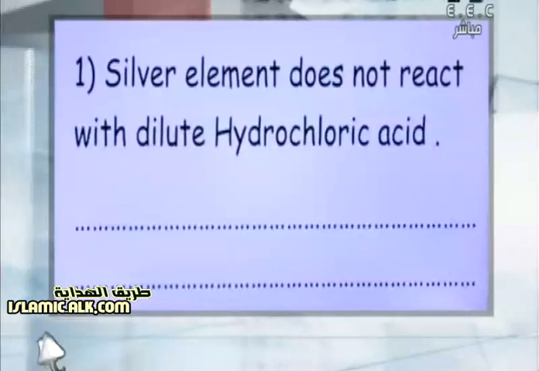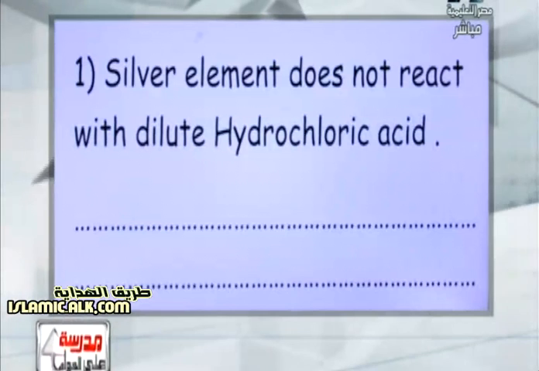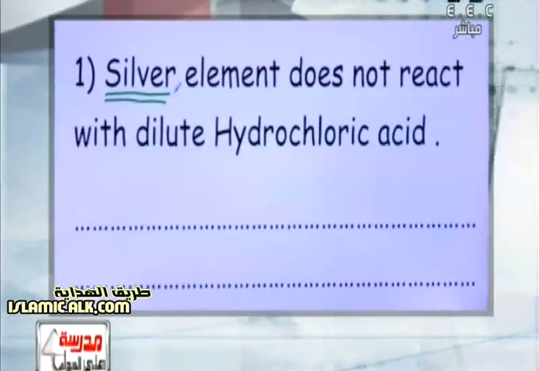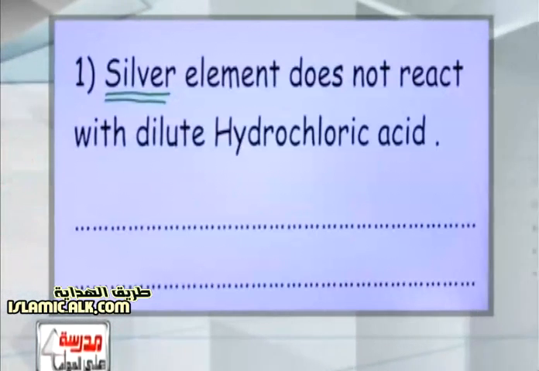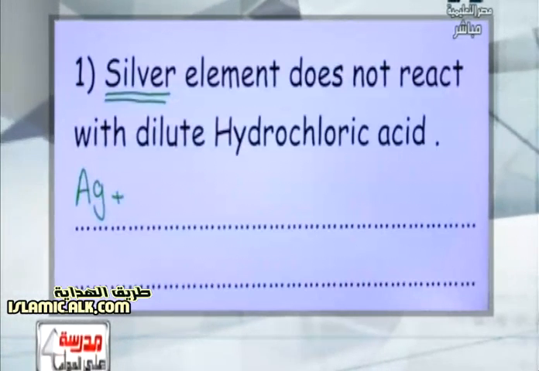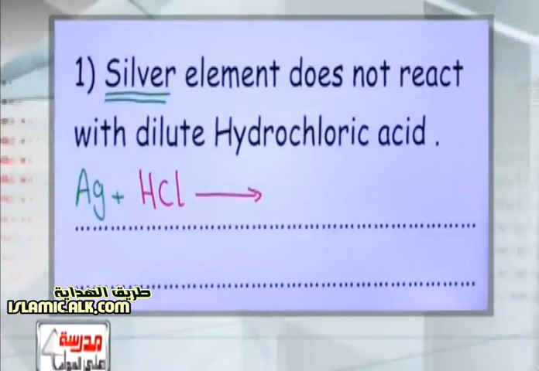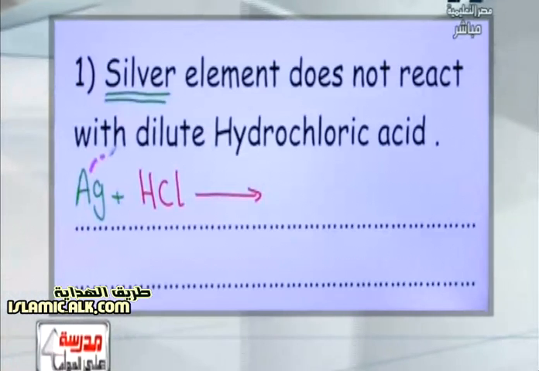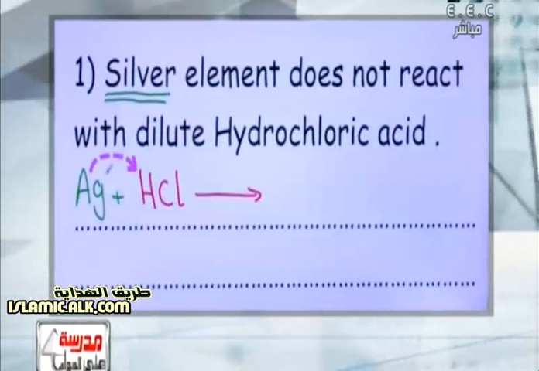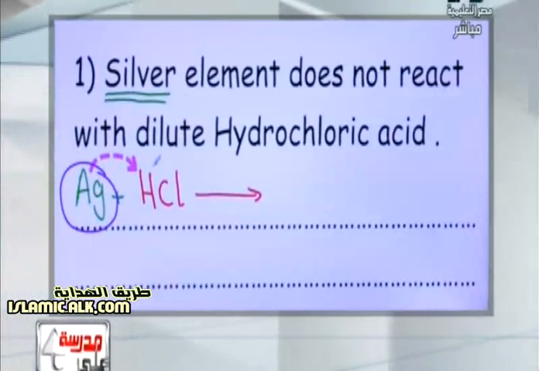As we see here, silver element doesn't react with diluted hydrochloric acid. Silver, Ag, doesn't react with diluted hydrochloric acid, HCl. So we have, as chemical activity series, an element replaces another element. So here silver doesn't react with diluted hydrochloric acid.